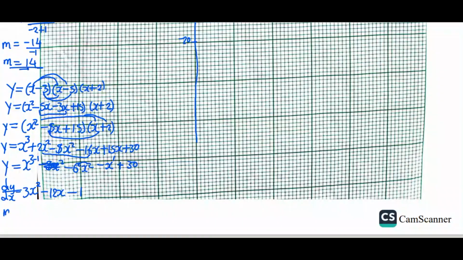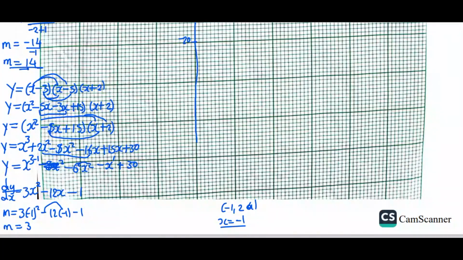Then where there is dy over dx, we put in m. Remember, the pair of our coordinates that we were given was negative 1, 24. So the x is negative 1. Whenever you are trying to find the gradient using the calculus format, make sure you use the x value. So where there is x, we'll put the x value.